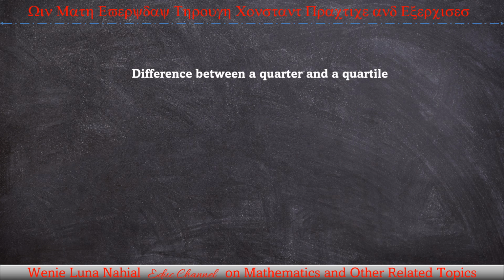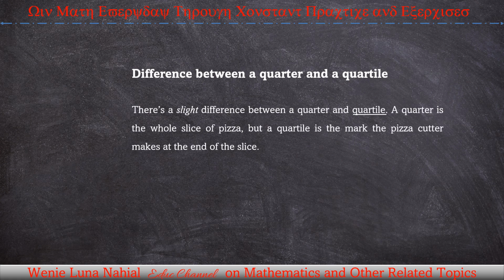Difference between quarter and a quartile. There's a slight difference between a quarter and quartile. A quarter is the whole slice of pizza, but a quartile is the mark the pizza cutter makes at the end of the slice. So that's their difference.